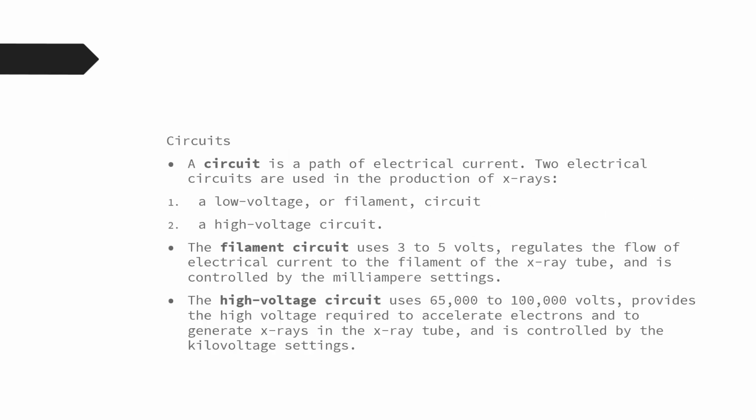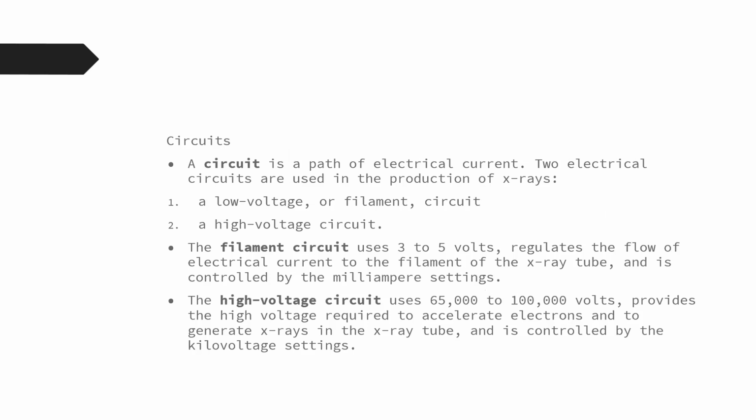Now the circuits. A circuit is a path of electrical current. Two electrical currents are used in the production of X-rays. We have the low voltage circuit, or the filament circuit, which is at the cathode, and then we have the high voltage circuit, right?